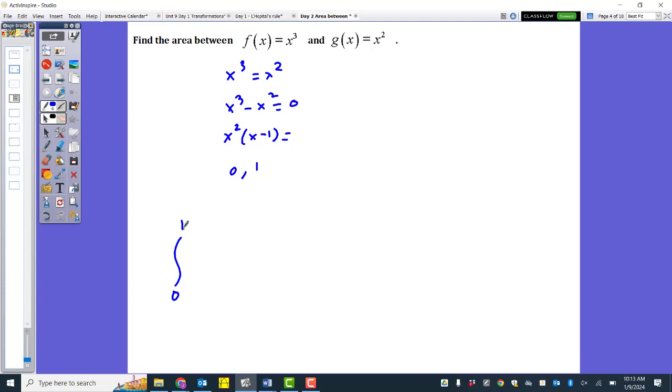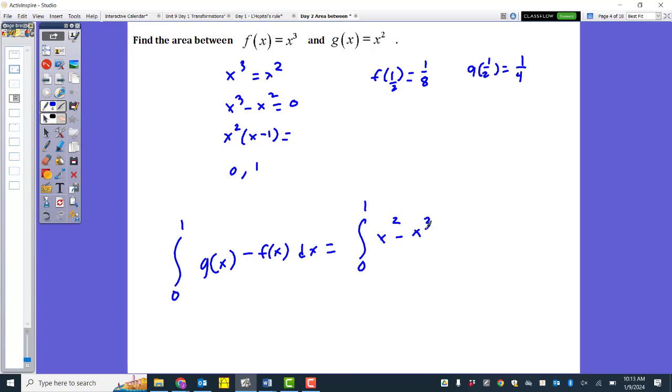The issue is we don't know what function is on top. So what we need to do is pick some number between 0 and 1, plug it in, and figure out which one's going to be bigger. So let's say 1/2. f of 1/2 is going to end up being 1/8. g of 1/2 is going to end up being 1/4. So g is bigger, so when we set this up, we need to do g of x minus f of x. So this will be the integral from 0 to 1 of x squared minus x cubed.